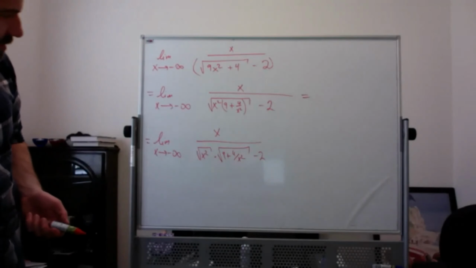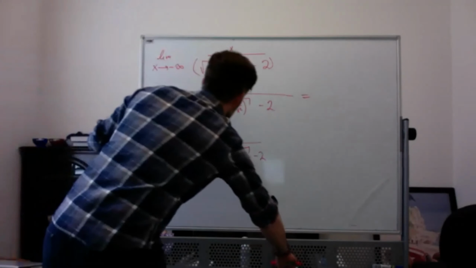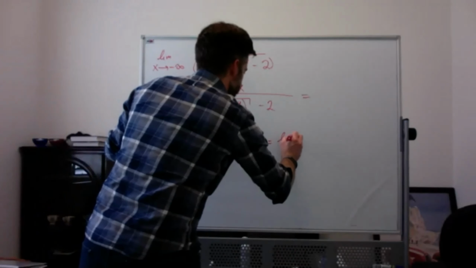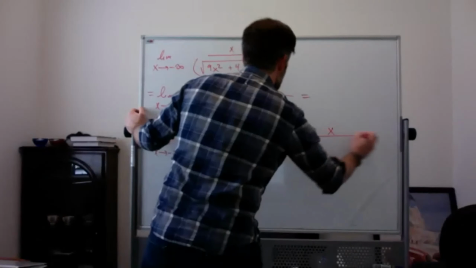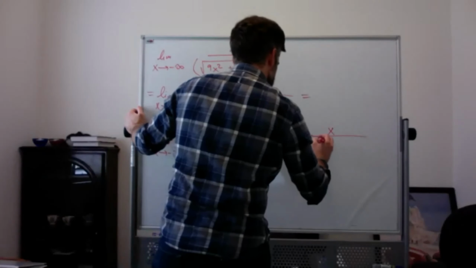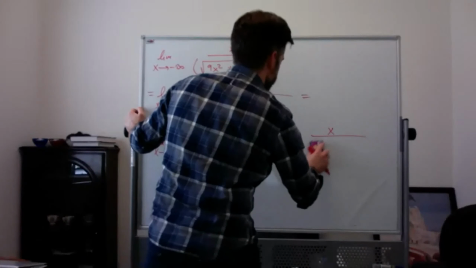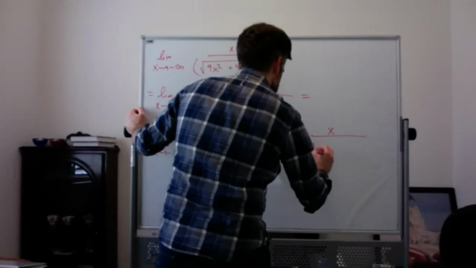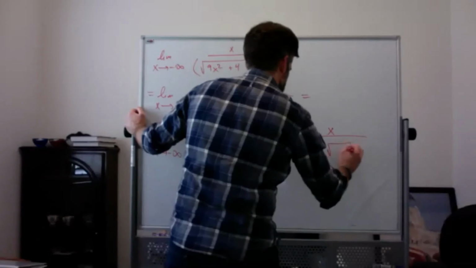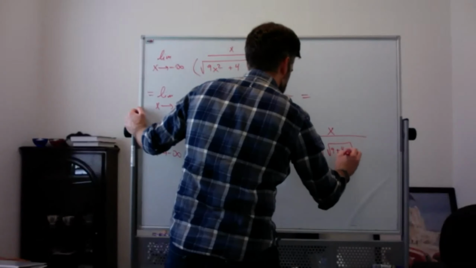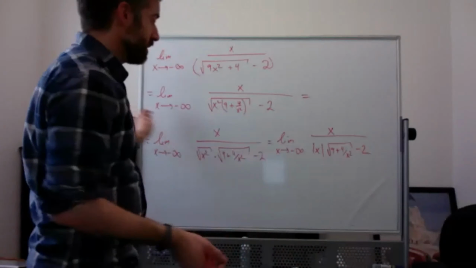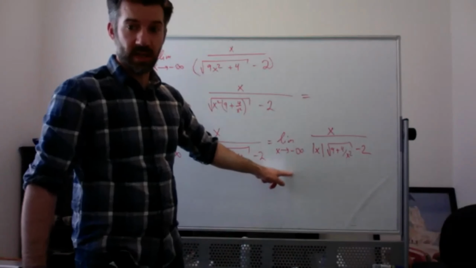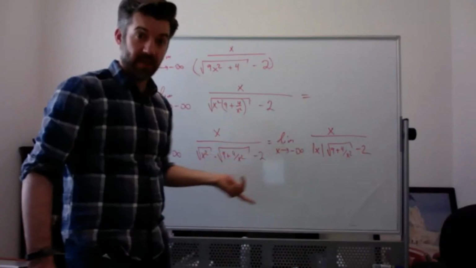Absolute value of x. Yeah, exactly. So that's going to be the absolute value of x. You get the limit as x goes to negative infinity of x over the absolute value of x times the square root of 9 plus 4 over x squared minus 2. And then, since x is going to negative infinity, the absolute value of x is negative x.